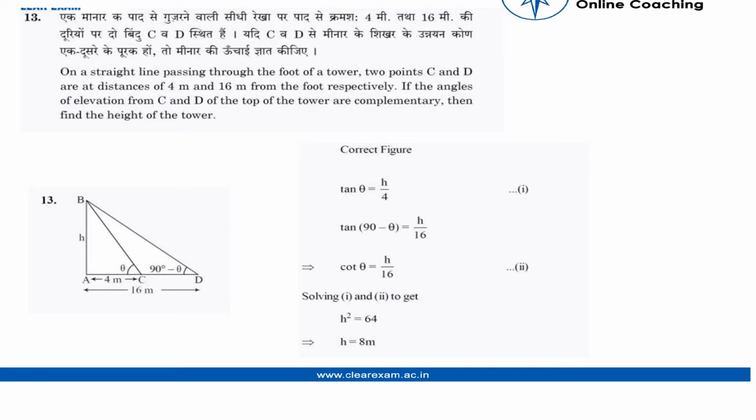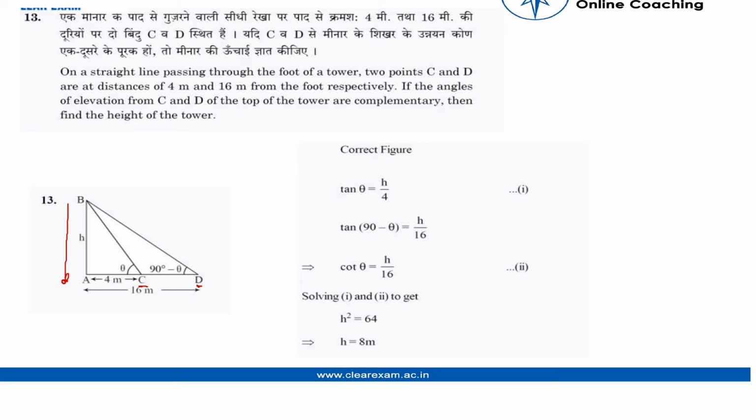Students, we would be discussing this question and its solution. So the question says, on a straight line passing through the foot of a tower, 2 points C and D are at distances 4 meter and 16 meter from the foot respectively. So here is the tower AB, and from its foot, that is this point, there are 2 points C and D located at 4 meter and 16 meter respectively.